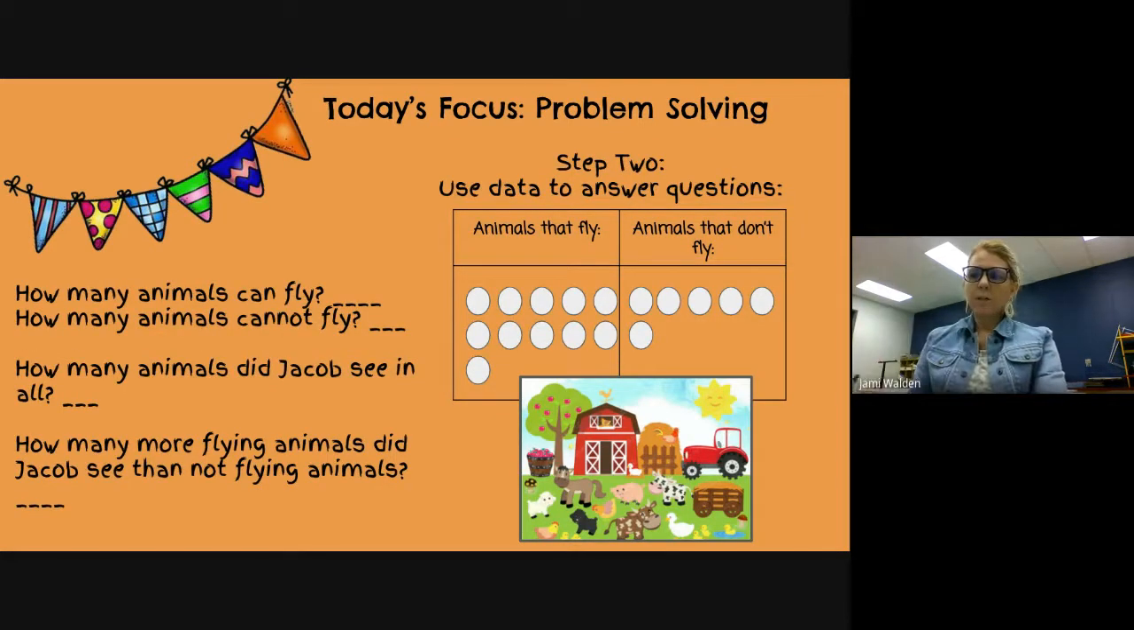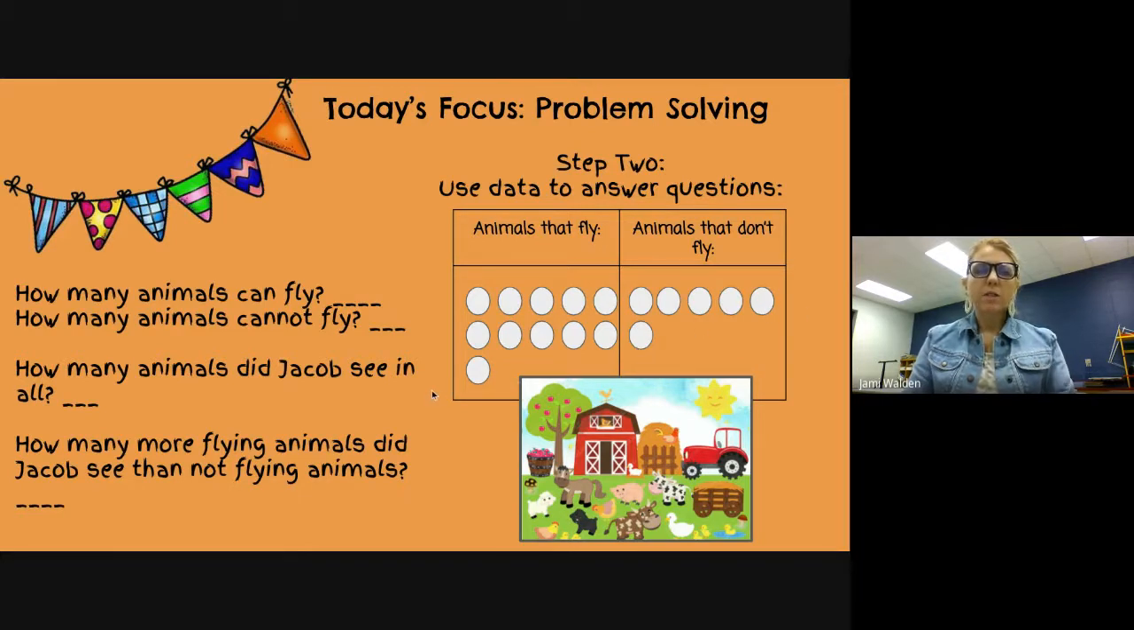So here's that information. Now let's use that information to answer some questions. So how many animals can fly? Putting my information in 5 groups makes it real easy to see. 5, 10, and 1 more is 11 that can fly. Animals that cannot fly. 5 and 1 more gives me 6.